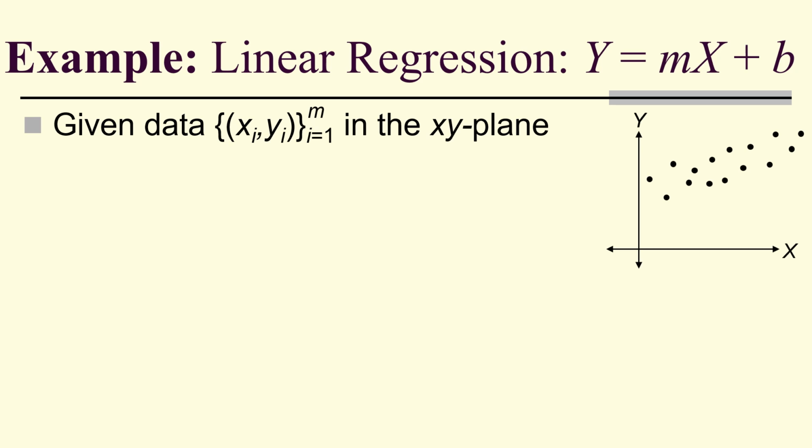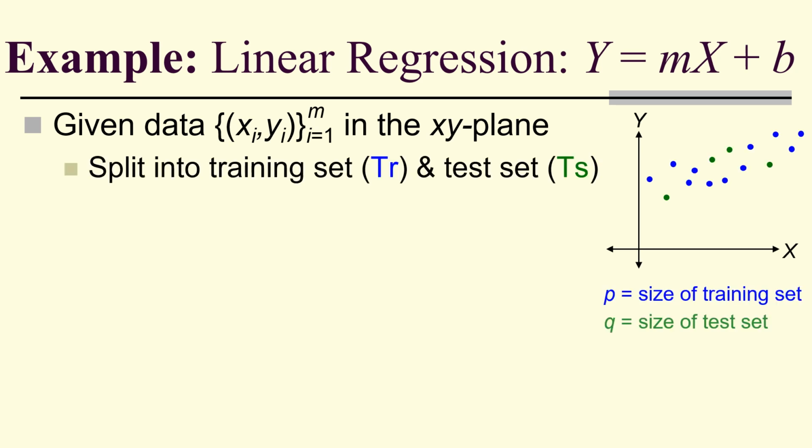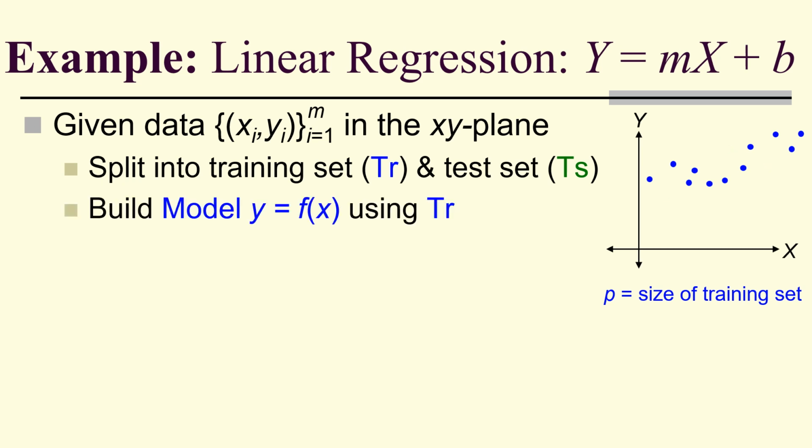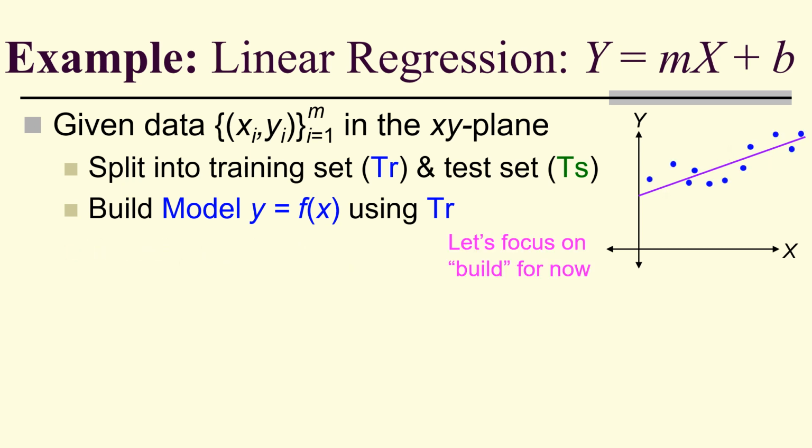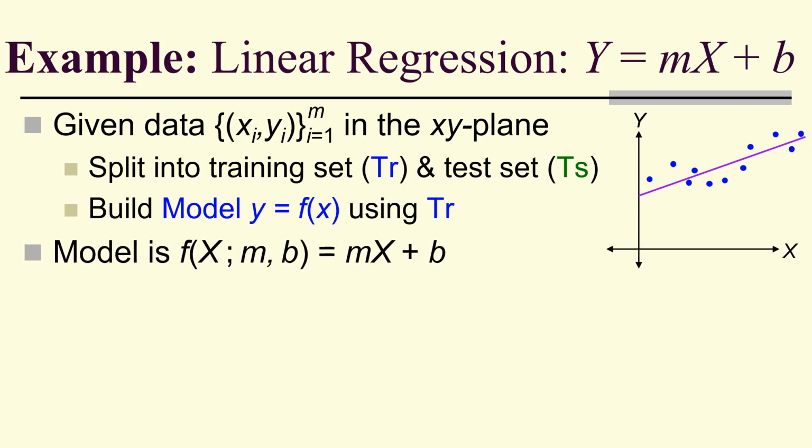For example, linear regression. So given points in the plane, we split into a training set and a test set. We build a model using our training set. We test the model using our test set. But for now, let's just focus on building the model. So our model is f of x with parameters m, b, which is just mx plus b.